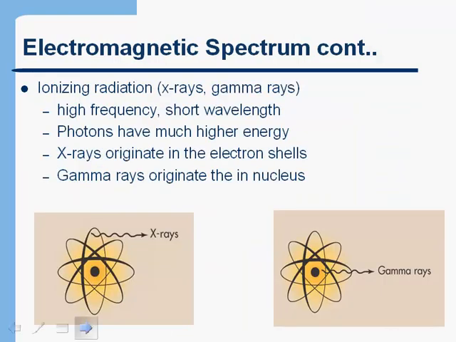Let's talk about the top part of the spectrum, which is the part that we're really interested in this course, which is X-rays and gamma rays. Remember, we refer to these as ionizing radiation because they can knock an electron out of an atom. Here, again, we're in the high frequency, short wavelength part of the spectrum. That means that the photons have much more energy. So a photon that's X-rays or gamma rays has much more energy than a visible light photon. And again, that's why it can penetrate things.